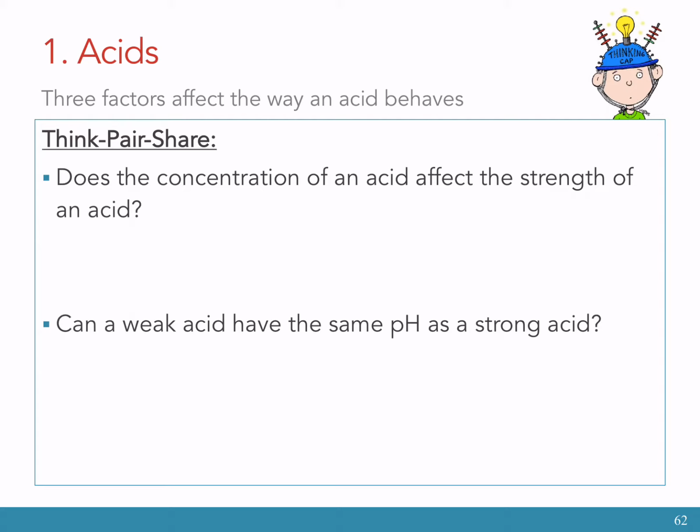Okay, so for 201, today our lesson ended here on the think pair share. Do you think that the concentration of an acid would affect the strength of an acid? And can a weak acid ever have the same pH as a strong acid? Okay, think about it. You can try writing down some notes as to whether you think it is correct or wrong and your reason.